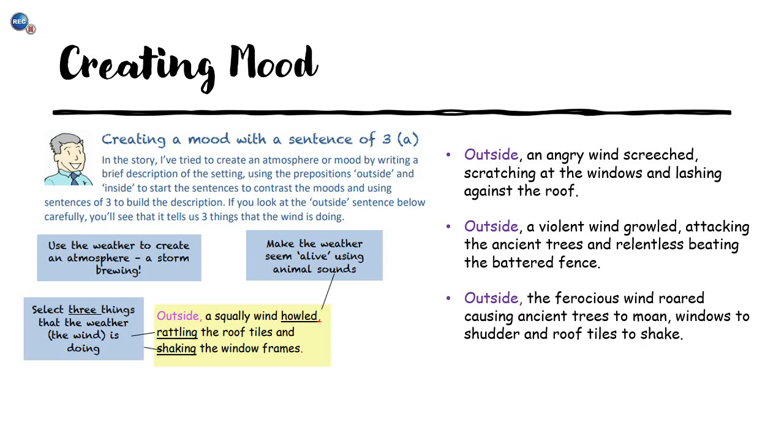Finally, outside, the ferocious wind roared, causing ancient trees to moan, windows to shudder, and roof tiles to shake. So I changed this slightly, and I said what the wind was doing, the ferocious wind roared, and then I put my sentence of 3. I said the three things that the wind caused to happen. So because it roared, it caused ancient trees to moan, windows to shudder, and roof tiles to shake. And what I've done there is I've actually made all the other objects sound almost human and alive as well. So the trees moaned, the windows shuddered, and the roof tiles shook. That's trying to make them all sound real. It's almost putting human actions onto those objects.